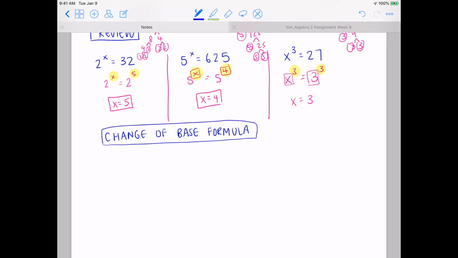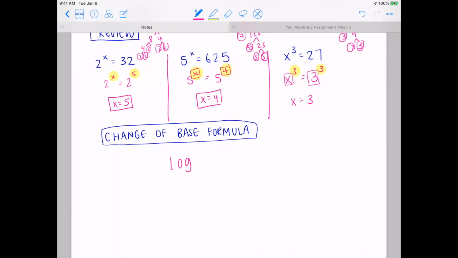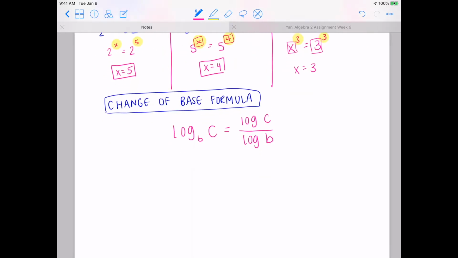Okay, and this is if I have a log with a random number at the bottom, log base b of c, this equals log c over log b. Oops, the b should be bigger. Write that. Okay, and then if they're actual numbers, you can put that in the calculator and figure that out.